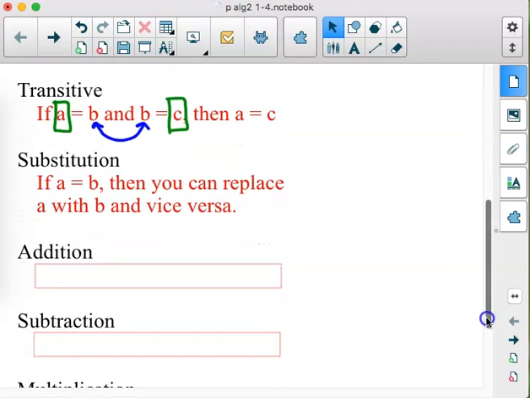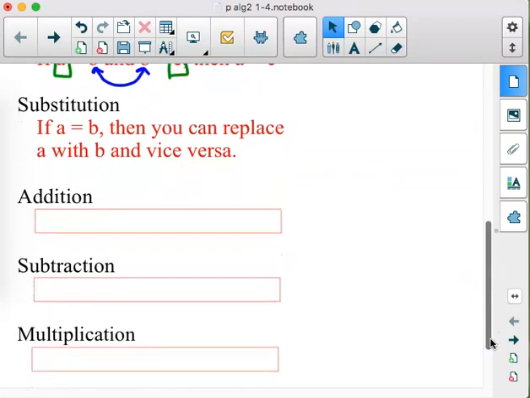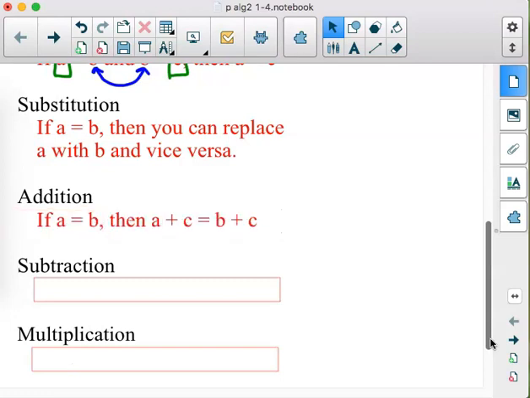So all of these are going to help us as we work towards our objectives of figuring out how you solve these equations. Addition. Well, adding. That's what we're doing. So if A equals B, then A plus C equals B plus C. So what they're saying is, there's a rule in math that says as long as you add the same amount to both sides of an equation, it will be equivalent.